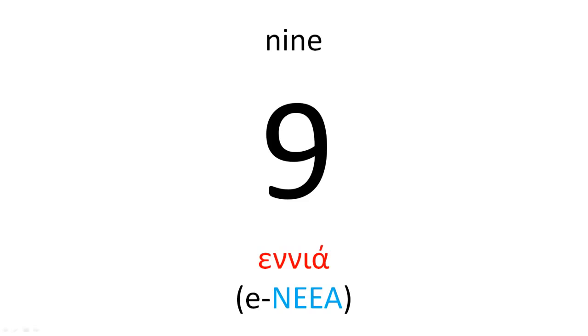9. 9 is translated as εννιά. Εννιά. With these 10 numbers, 0 to 9, 0 έως 9, you have, I would say, 70% of all you'll ever need to construct every possible number in the Greek language. Most of the other numbers can be constructed as a combination of the numbers 0 to 9.